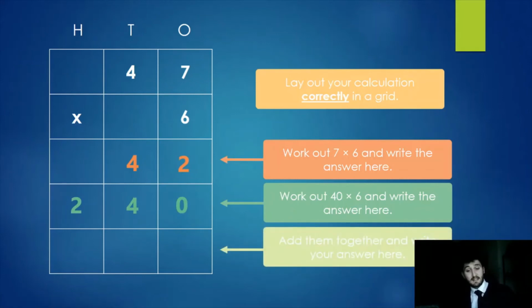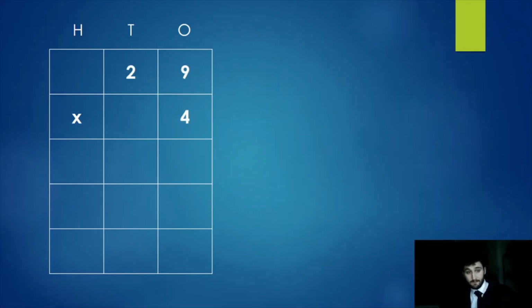I then add these together. 2 ones, add 0 ones is 2. 4 tens, add 4 tens equals 8. And then finally, 2 hundreds, add nothing is 200. So my correct answer, 282. So now, I want you guys to have a go.